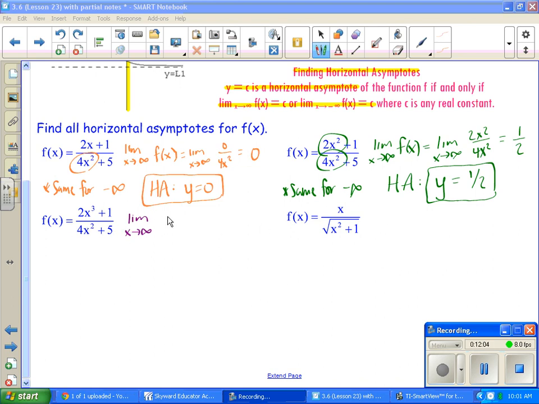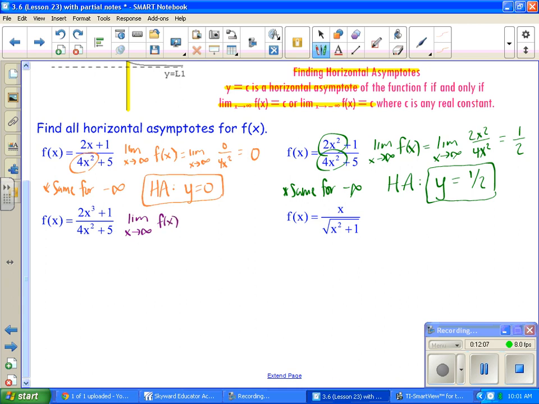Okay, this one, if I take the limit as x goes to infinity of my f of x, what is the significant piece? The 2x cubed. So the denominator is what? 0. So can I take the limit of 2x cubed over 0? No, that's undefined, right? So let's just say undefined for this.